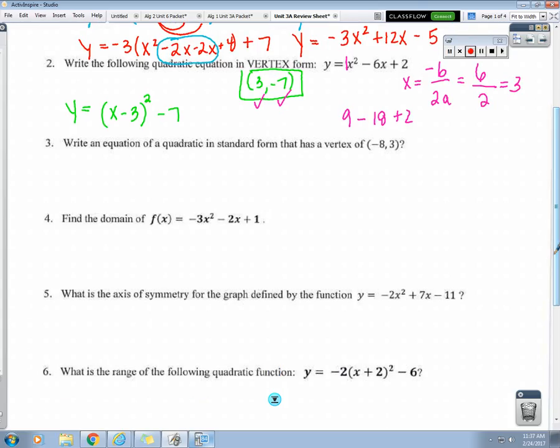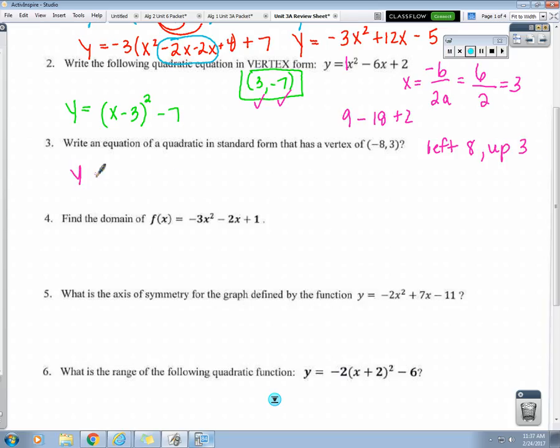Okay, number 3. Write an equation of a quadratic in standard form that has a vertex of negative 8, 3. Well, think about it. If its vertex is at negative 8, 3, what kind of shifts did it make? Well, negative 8 means it moved what direction? It means it moved left 8, right? If it ended up negative 8, that's left 8. Positive 3 means it moved up 3.